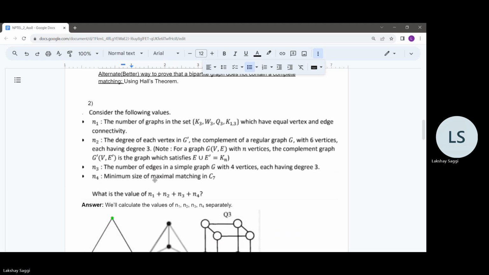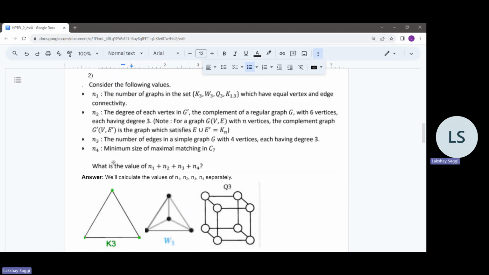Now we need to see what's the value of N3. N3 is defined as the number of edges in a simple graph with 4 vertices, each having a degree of 3. This is sort of easy, because we need to find the number of edges in a graph which has 4 vertices and each vertex has a degree of 3. This is a very common property, and you must have seen in the lectures that the summation of degrees of all vertices is equal to twice the number of edges.